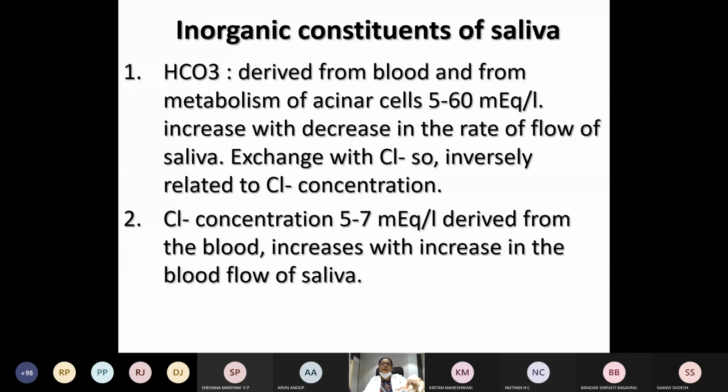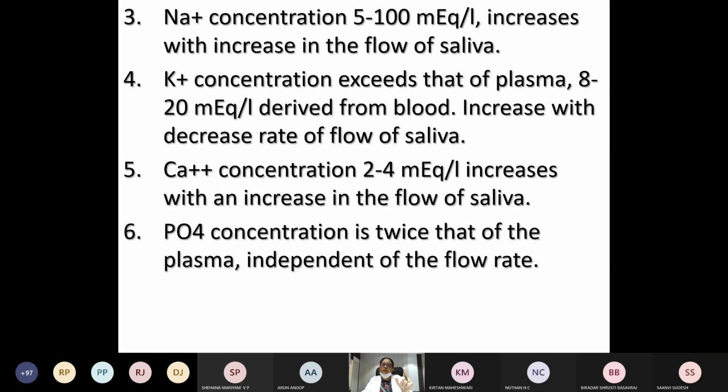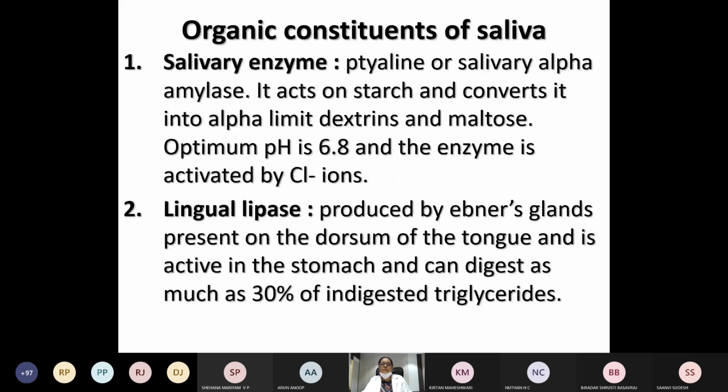So the inorganic constitution is HCO3, chloride, sodium, potassium, calcium, phosphate. Organic constituents of saliva are the salivary enzymes. Ptyalin, the P is silent here, is salivary alpha amylase.